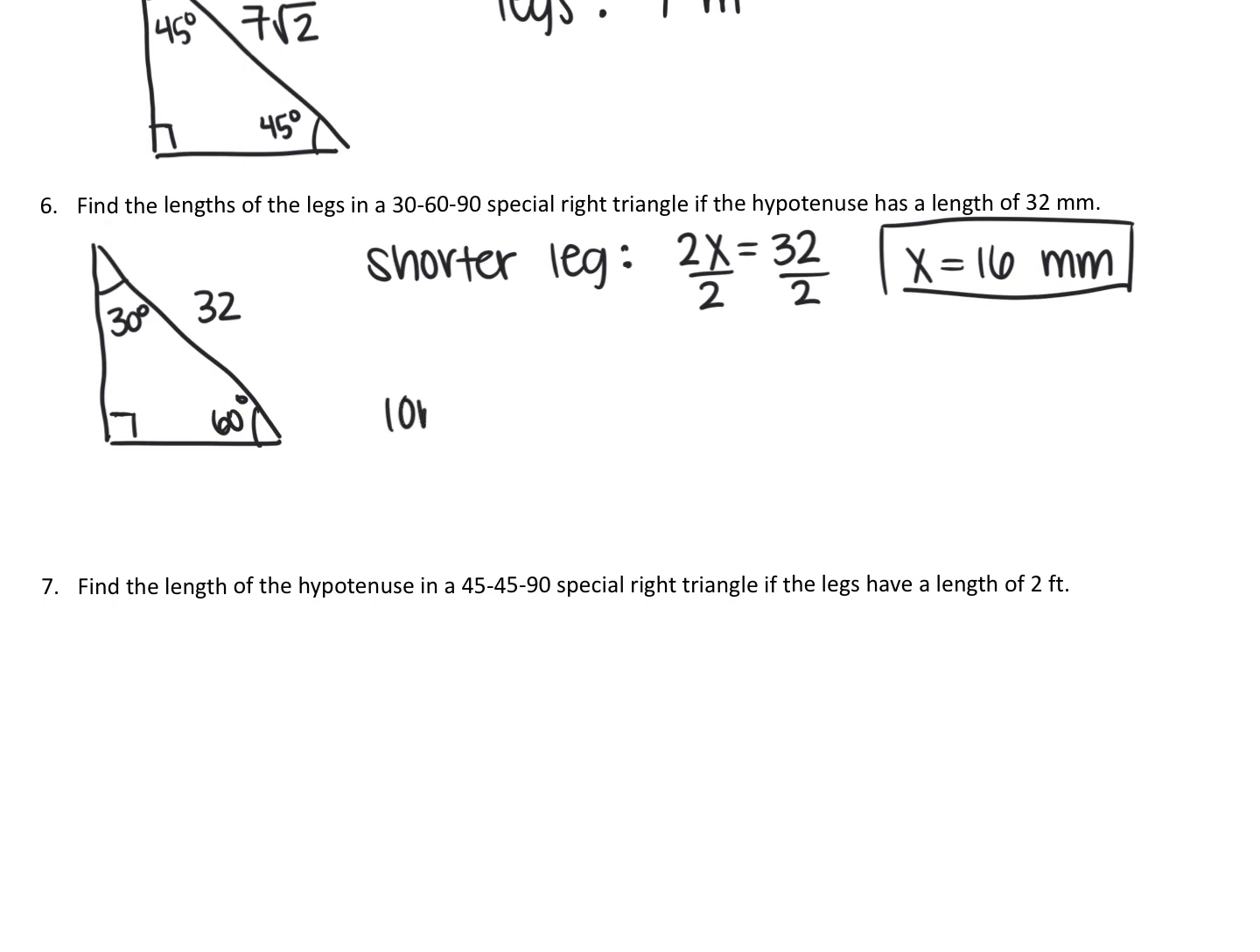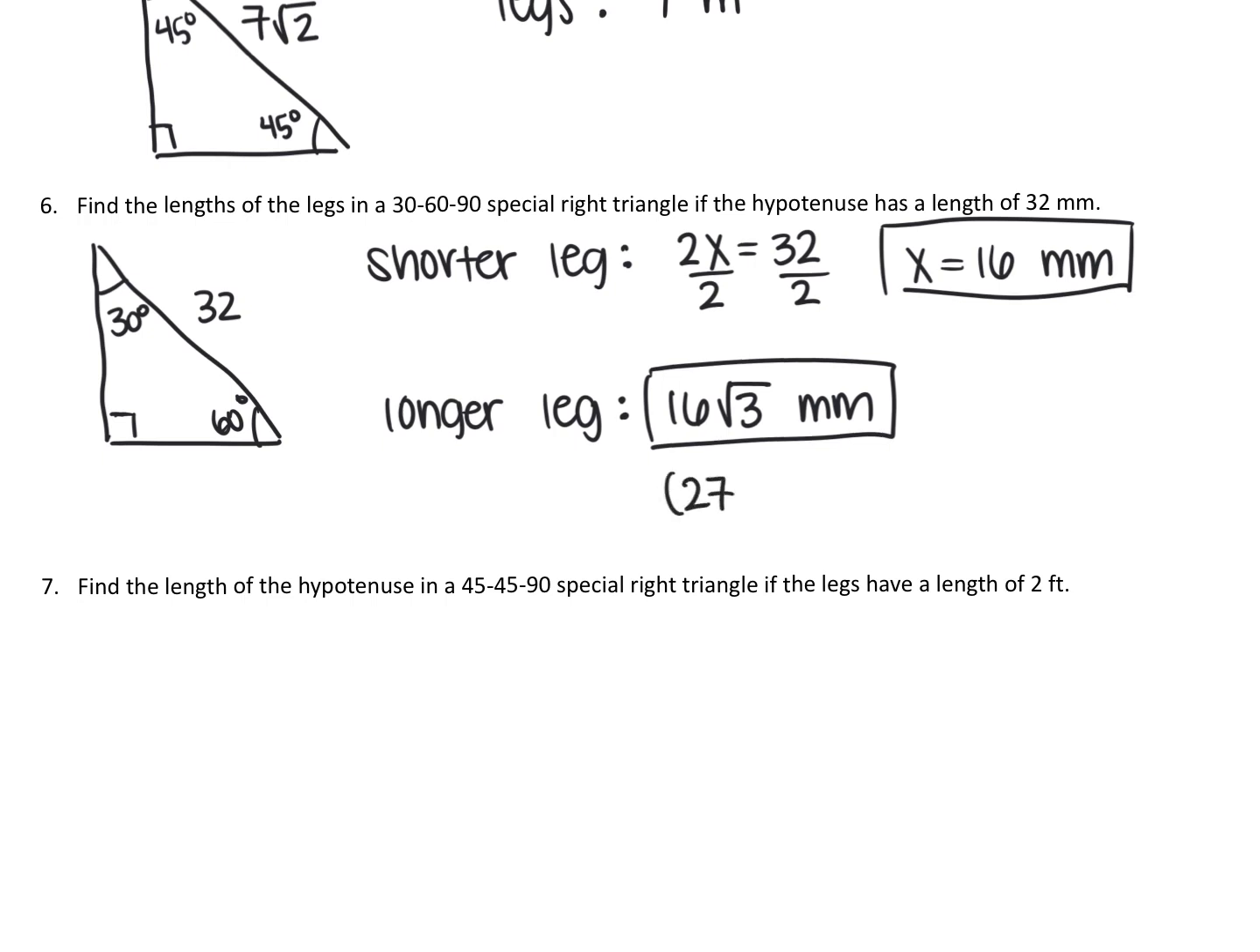And now for the longer leg, we know you just take your shorter leg and multiply it by the square root of 3. So it's 16 square root 3 millimeters, which if you want to think in terms of a decimal, that's about 27.71 millimeters.